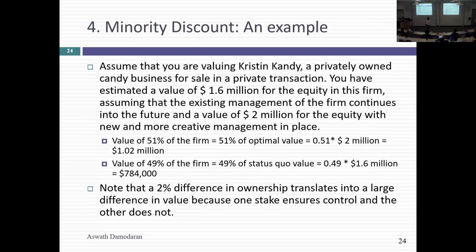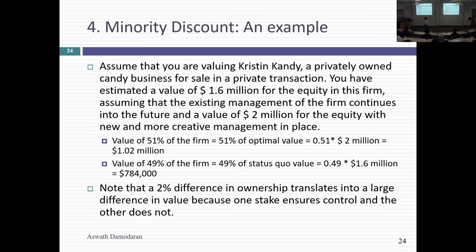Which leaves me with the final example, minority discount. Let's say I value a privately owned candy company. And remember, with privately owned, you think about total betas and all the rest. Let's say you value it twice. Again, status quo value, optimal value. Status quo value is 1.6 million. But with changes put in, you think the company could be worth as much as 2 million.